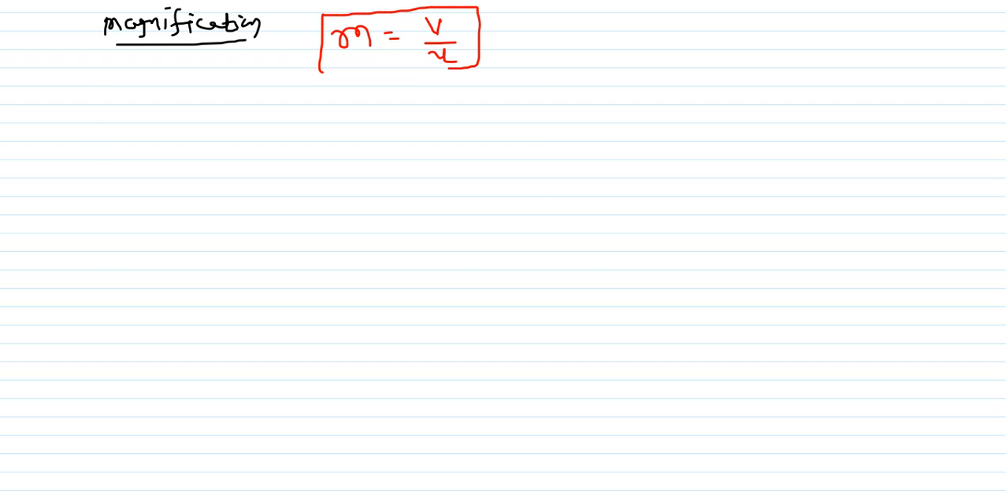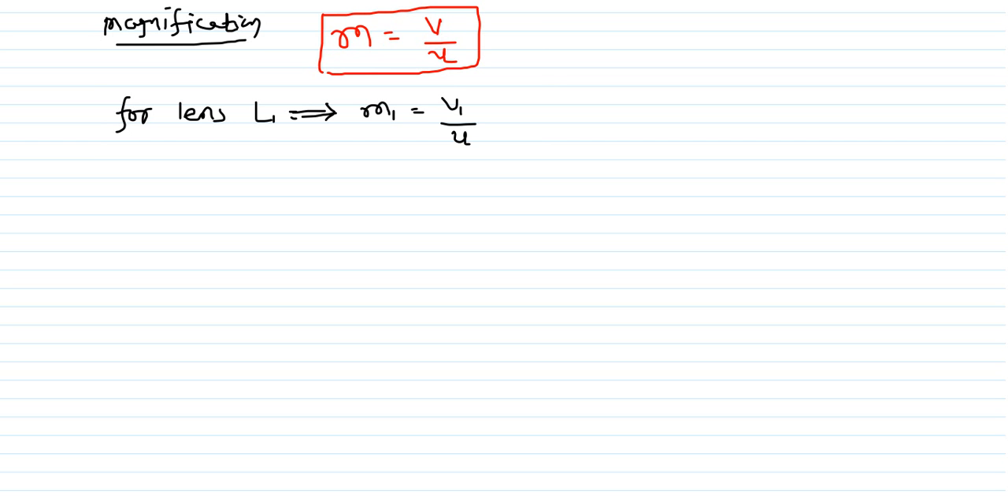Now the next point is magnification due to this combination. What is magnification due to lenses? We have the equation m is equal to v upon u, which we derived earlier: magnification of a lens m is equal to v upon u. That is for lens L1, m1 is equal to v1 upon u.